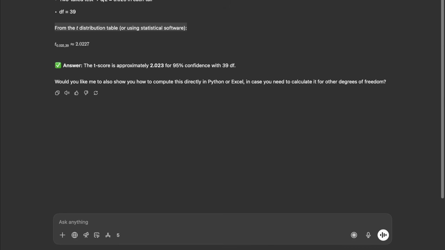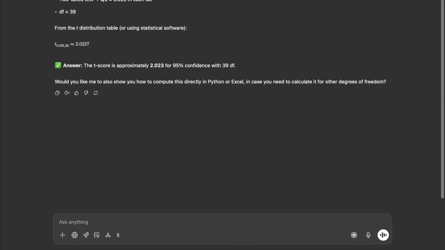Tables usually are in increments of 10 degrees of freedom, and so if you're looking for 39 degrees of freedom, you would choose the closest lower value, which would be 30. But since we actually have statistical software here, we can just look at the exact value, which is important and helpful. And so we see that there is a t-score here of 2.0227.